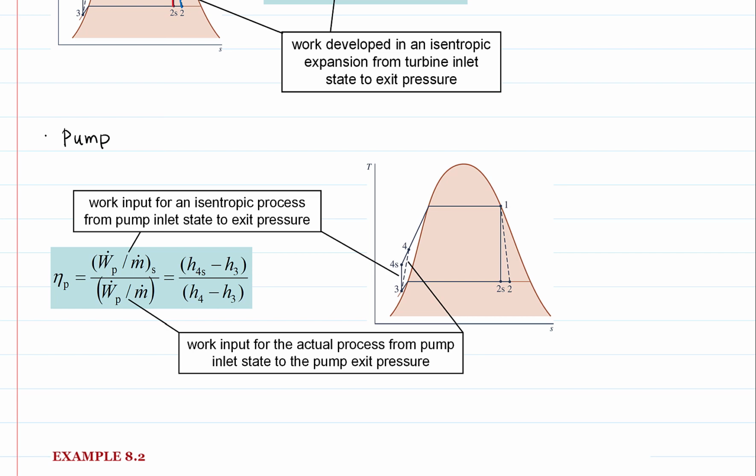Process 3-4S is an isentropic process. It is represented as a vertical line. The actual process will go through process 3-4 with a larger entropy value. The actual work input to compress the fluid from low pressure at state 3 to high pressure at state 4 is greater.